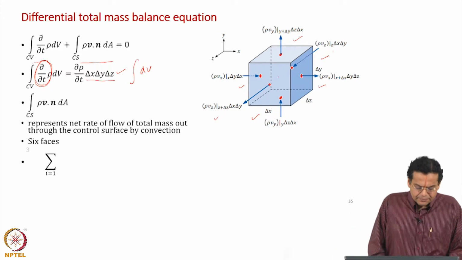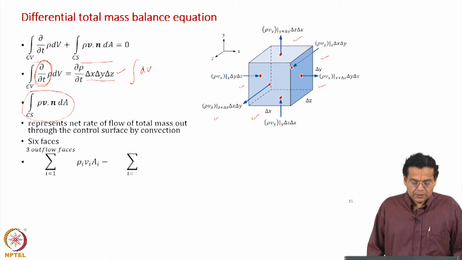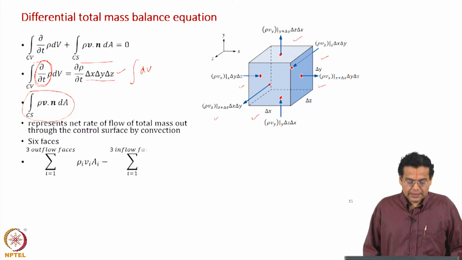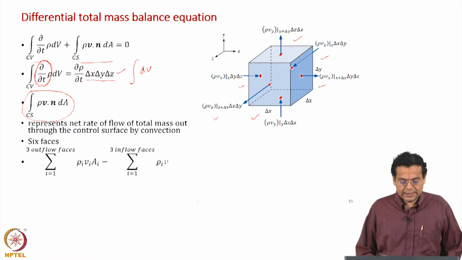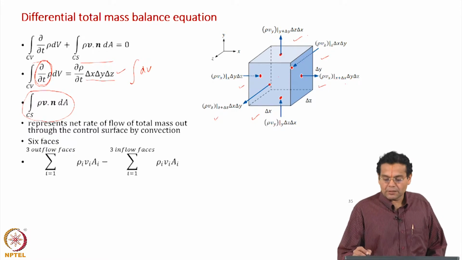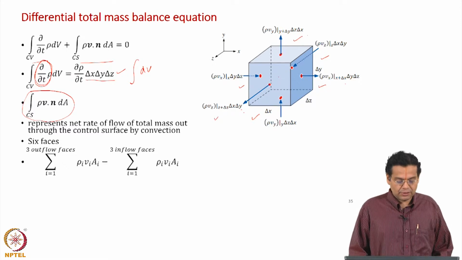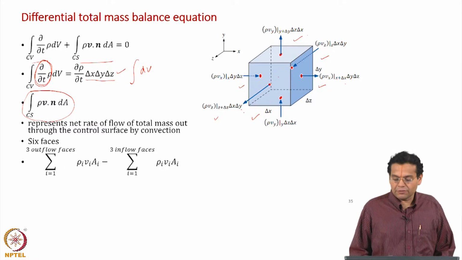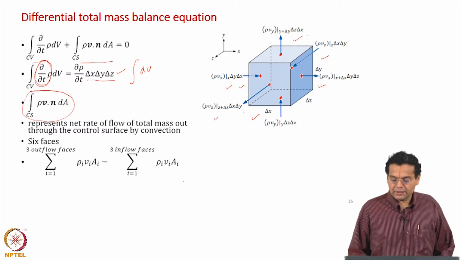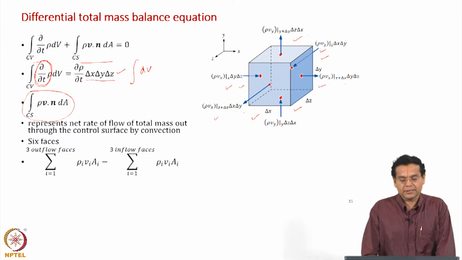Now, I will express this integral for this control volume. If you consider the 6 faces, there are 3 outlet faces and 3 inlet faces. What are the outlet faces? The right side is an outlet face, the top one is an outlet face, the front is an outlet face. What are the inflow faces? The left, the bottom and the rear. All those are the inflow faces.